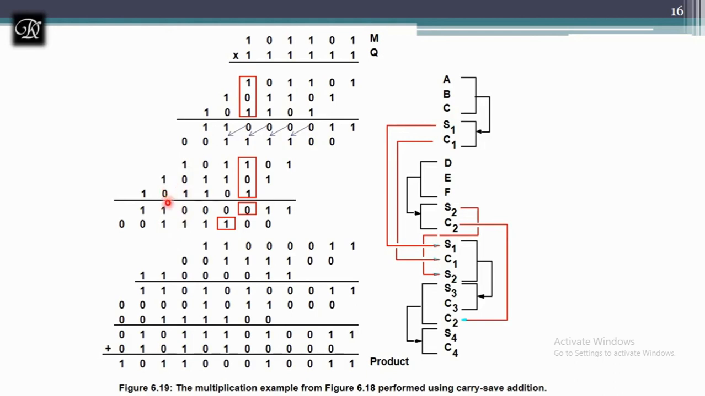And 1 and 0, it is 1 and carry will be 0. And 1, it is 1 and carry will be 0. Now I found the partial products sum in S1 C1 and S2 C2. Now our job is to find S1 C1 plus S2.